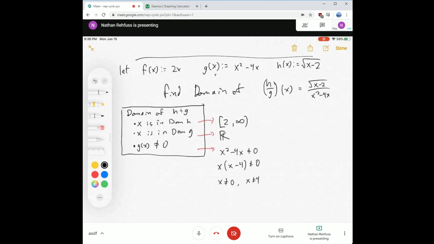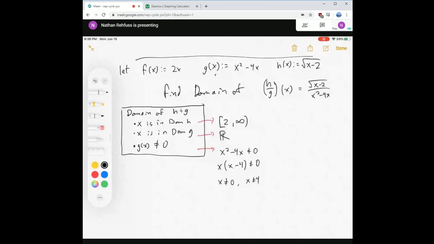So let's take a look at what we've got going here. The domain of h is any number starting at 2 and moving all the way up to infinity. The domain of g was all real numbers. But for g being not 0, we had a weird condition. Can't have 0, can't have 4, literally any other number works. So for our final answer, none of these numbers are going to work, and neither are either of these.